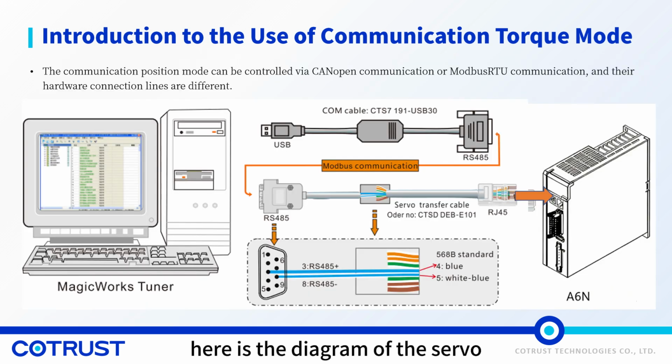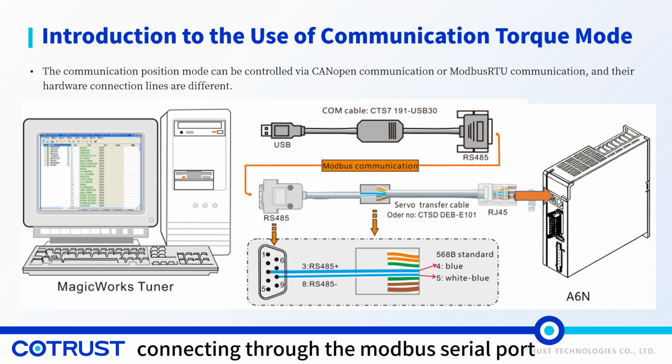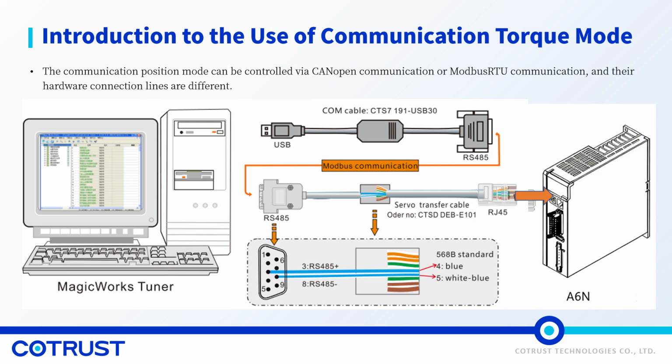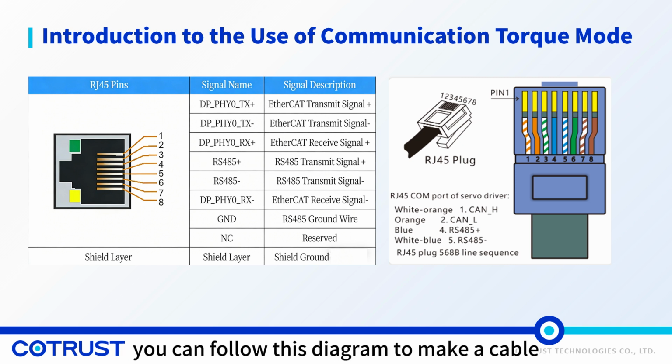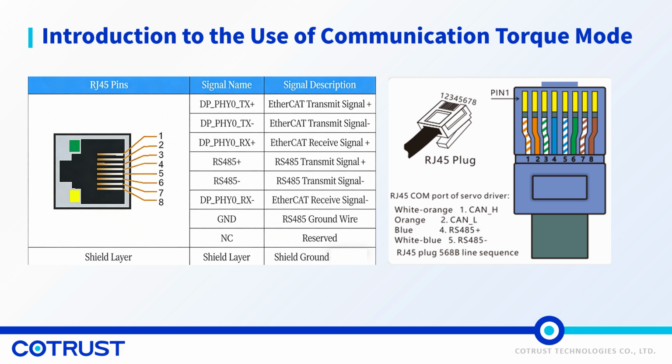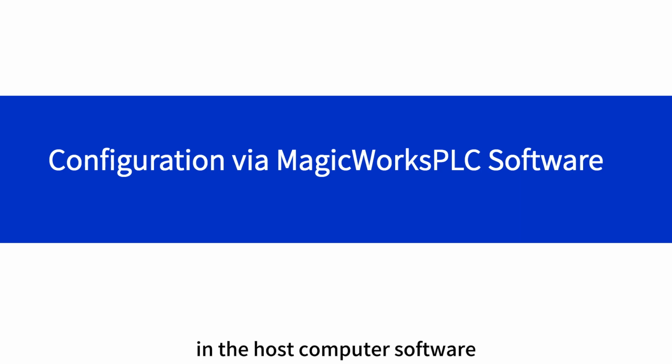Here is the diagram of the servo and the host computer software MagicWorks Tuner, connecting through the Modbus serial port, and the servo hardware interface is RJ45. Here is the definition diagram of the RJ45 port pin. You can follow this diagram to make a cable. Then let's take a look at the programming in the host computer software.